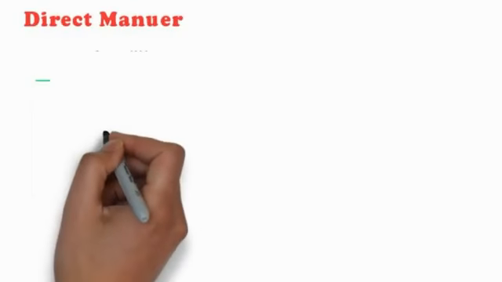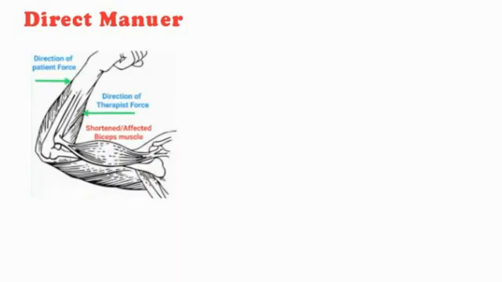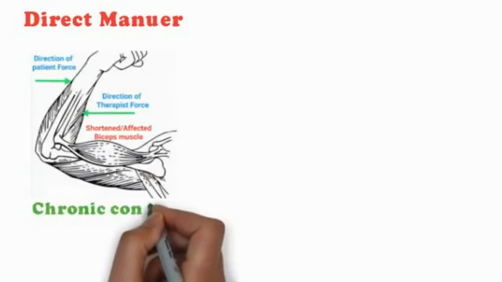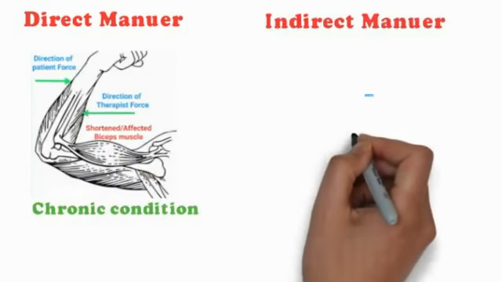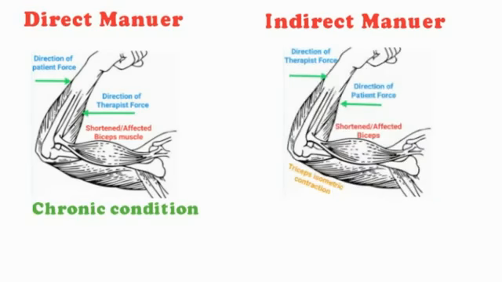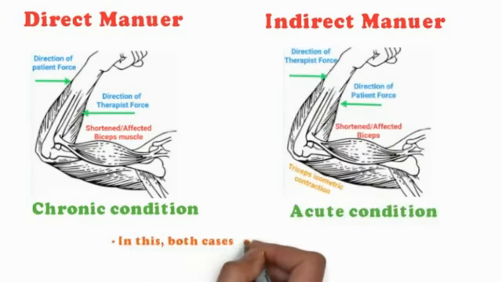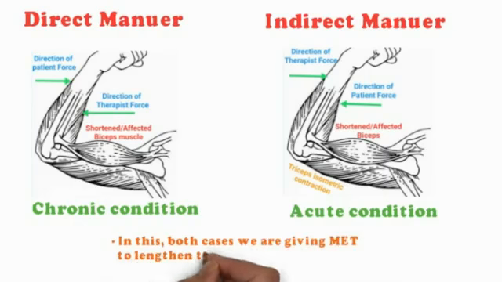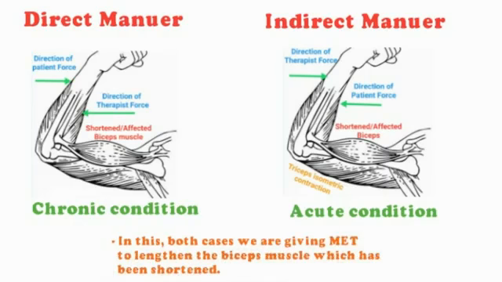So let us take biceps as a shortened or affected muscle. As we have discussed earlier, in the direct maneuver, the therapist is giving force against the agonist muscle, that is biceps, whereas in the indirect maneuver, the therapist is giving force against the antagonist, that is the triceps. In both cases, we are aiming to lengthen the biceps muscle which has been shortened.